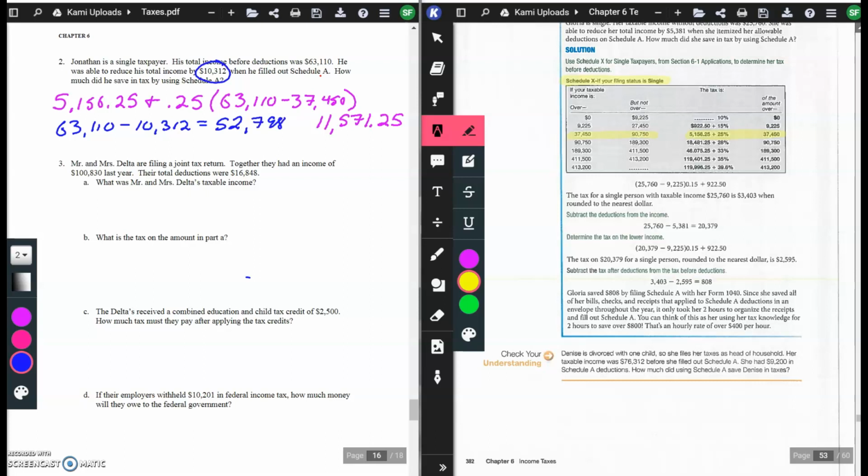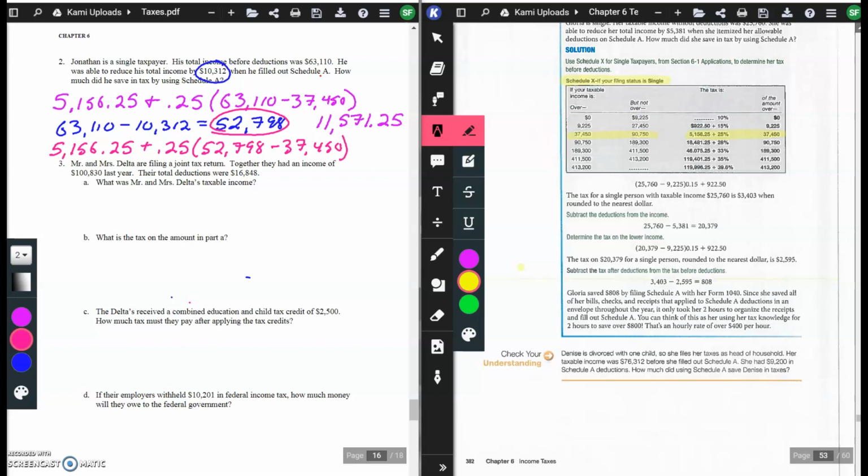All right. Now let's find the tax using that income. So again, 52,798 falls in that same bracket in your textbook off to the side. Falls in that same range. Okay. So we are going to do again 5,156.25 plus 25% of the amount over 37,450. Well, our new amount, we're going to use this number right here because we're deducting some income. So 52,798 minus 37,450.